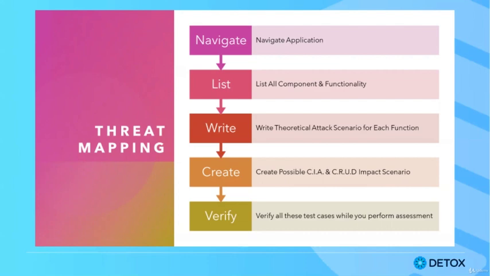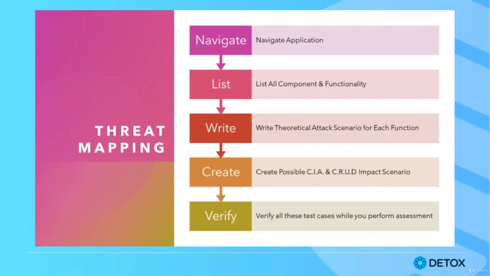Let's say module-wise. So cart is a module, your basket or cart is a module, then your item page is a module, your profile page is a module. So divide it that way. Then write the theoretical attack scenario for each function as we discussed a bit earlier. Now, for those scenarios, create possible confidentiality, integrity, and availability, or CRUD (create, read, update, and delete) impact scenarios. This will give you a big checklist, right?